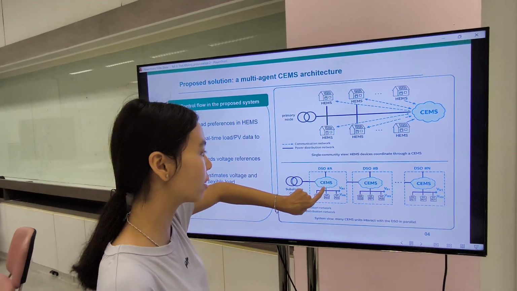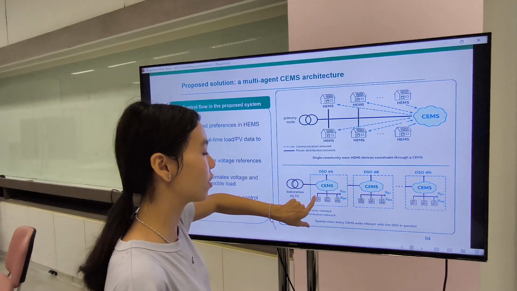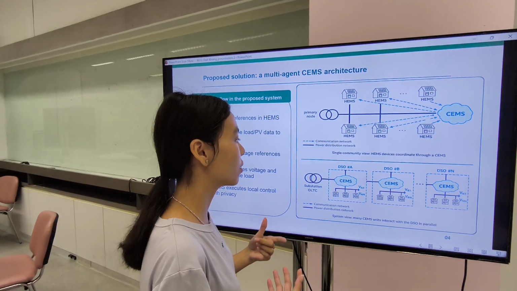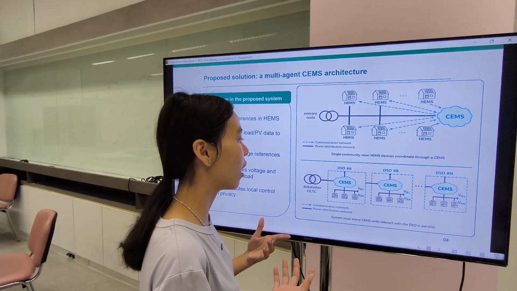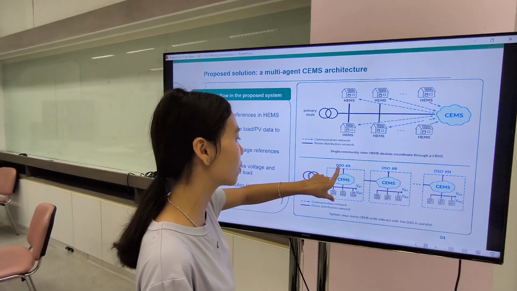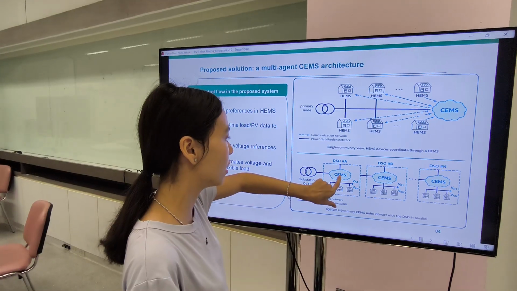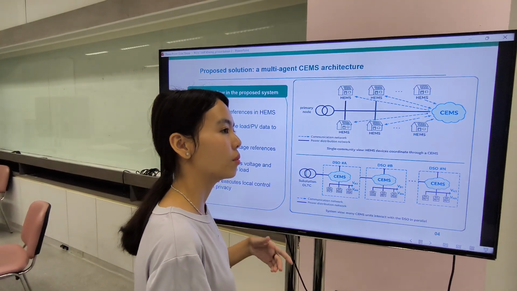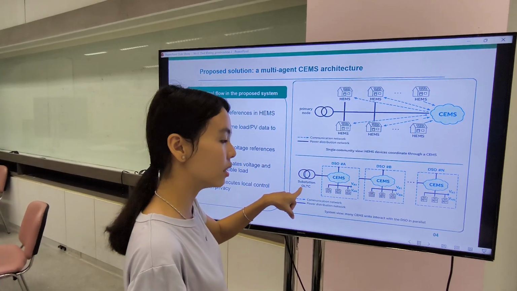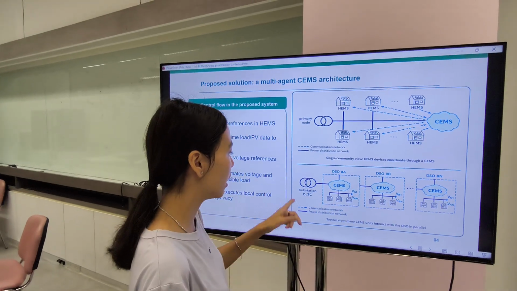And this is the system view, and this is the CEMS. Each CEMS has one community area, and it collects data from homes, checks the voltage position, and it also decides how much flexible load is needed. And this is the TSO. It receives data from this community and sends the voltage reference value back to it. And this is the substation LTC. And this can help voltage support from the main distribution system.